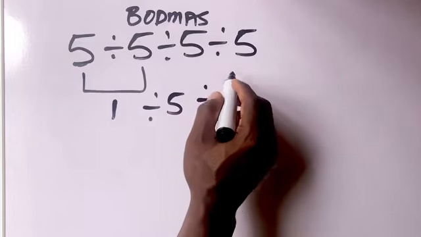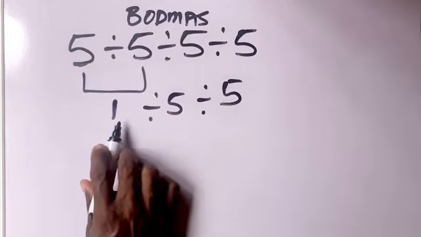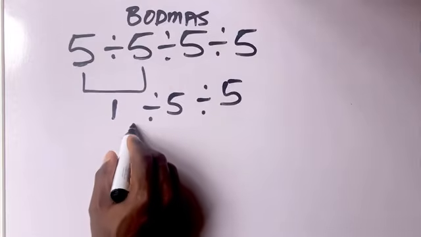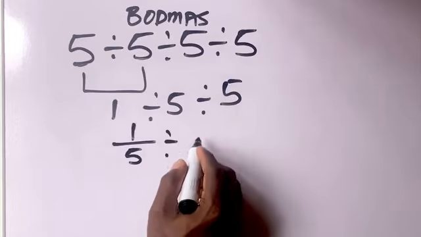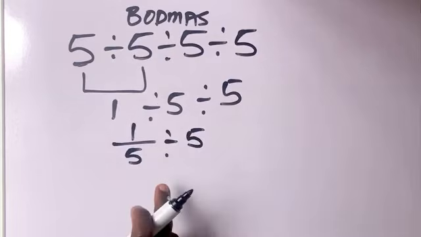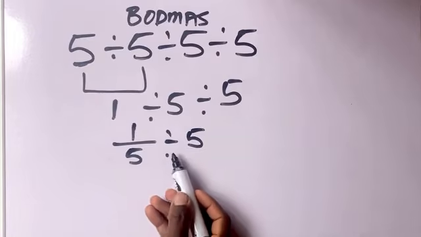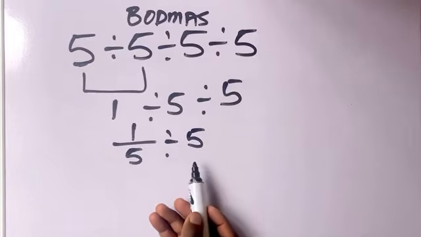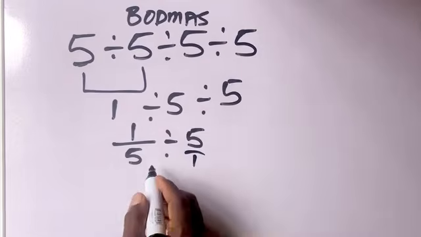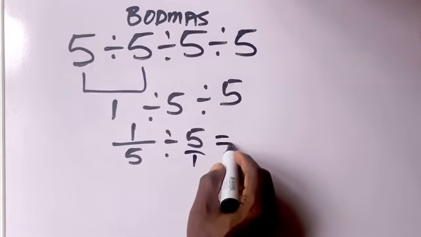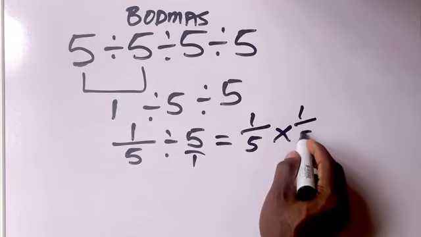Divide by what? 5. You remember that 1 divided by 5 can also be written as 1 over 5. So when you have an operation like this, we are going to flip this division to times, and 5 will come down, 1 will go up. So this will be 1 over 5 times 1 over 5.